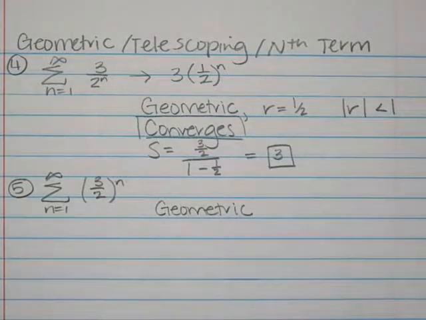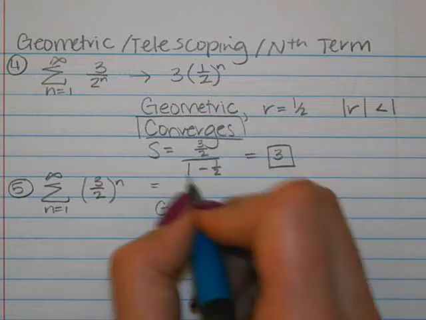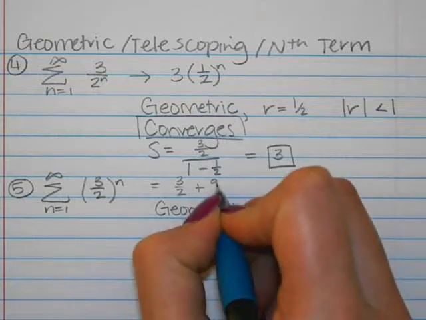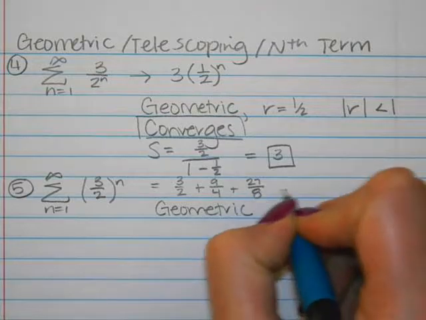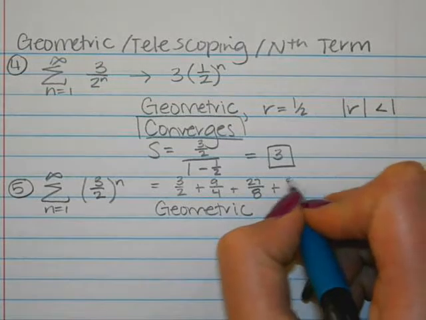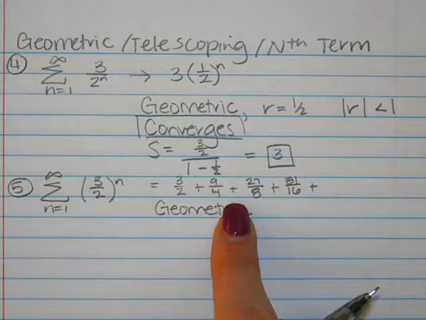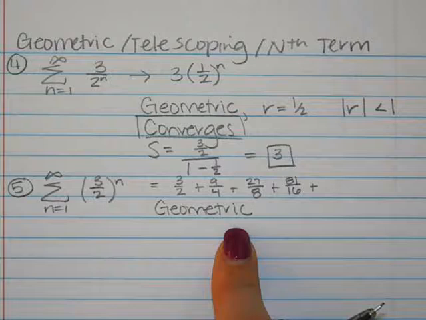When in doubt, you could just write the terms out, right? So the first term would have been 3 over 2. The second one would have been 3 squared over 2 squared, and then 3 to the third over 2 to the third, and then 3 to the fourth over 2 to the fourth. If you write your terms out, you can see the top numbers multiplying by 3, the bottom numbers multiplying by 2. That means it's geometric because our pattern is multiplying, and it's multiplying by the exact same thing every time. That's what makes it geometric.